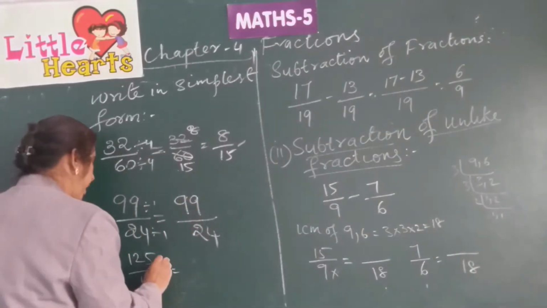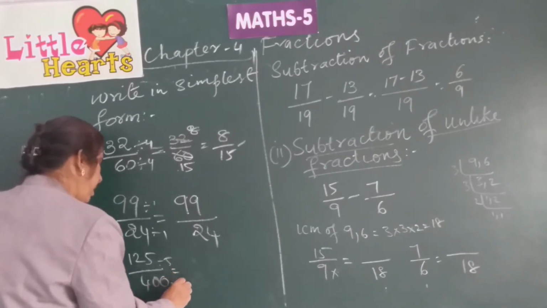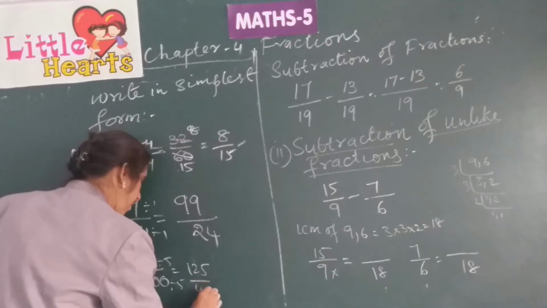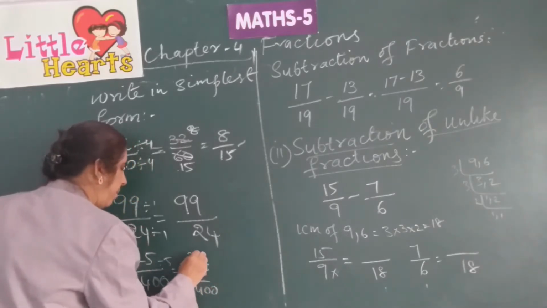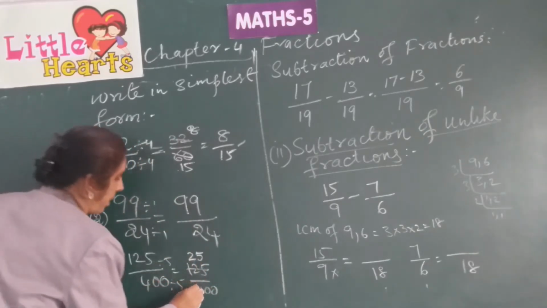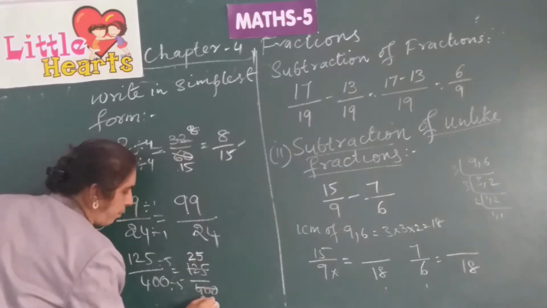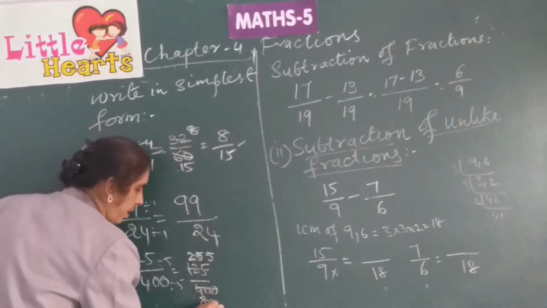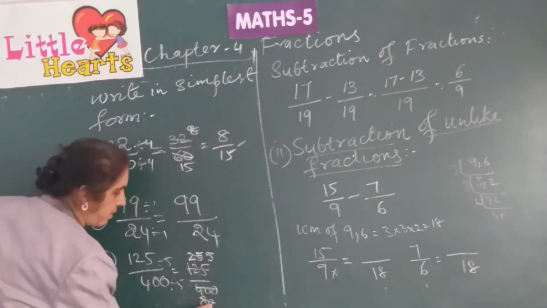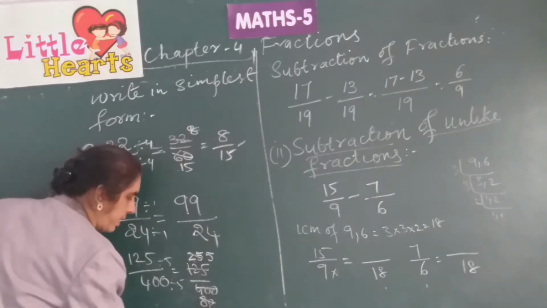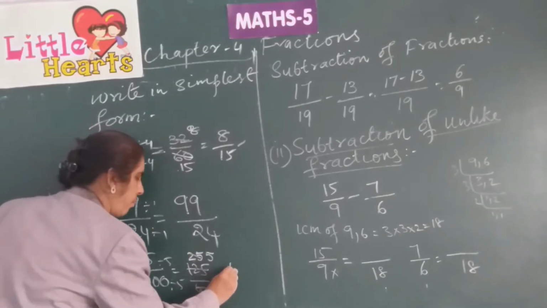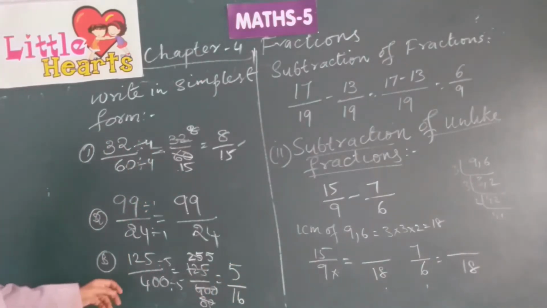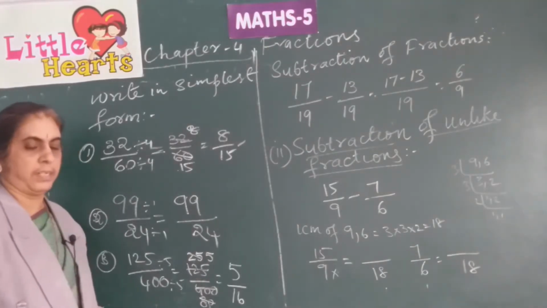125 by 400, divided by 5, divided by 5. 5 25s are 125. 5 8s are 40 followed by 0. Again 5 5s are 25, 5 1s are 5, balance 3, 30. 16 5s are 80 we know. So 5 by 16 is the standard form of 125 by 400.